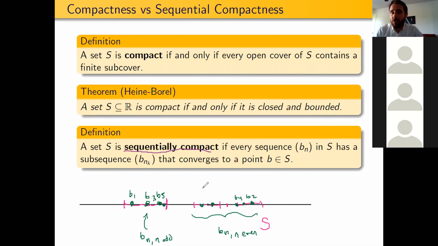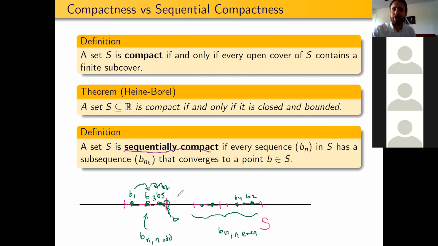But if my set is sequentially compact, I'm guaranteed that I can find some subsequence, right? Maybe I just take all of these odds, or maybe I even take a smaller selection of the odds, and I find some subsequence that's just marching up and marching up and converging to some point B that is in the set itself. Right? So that is what it means for a set to be sequentially compact: every time I choose a sequence, B sub n, I can find a subsequence that converges.